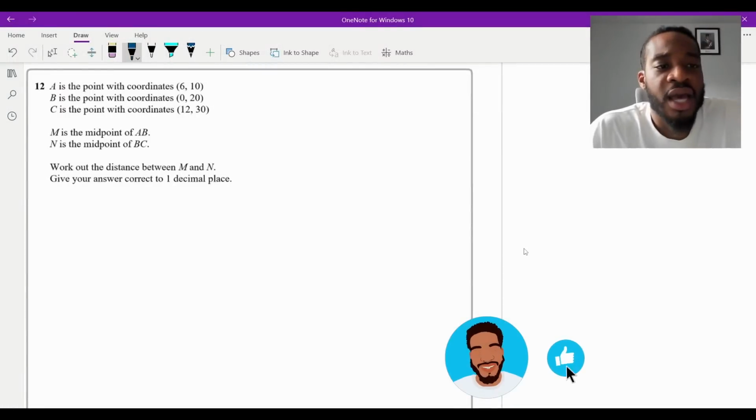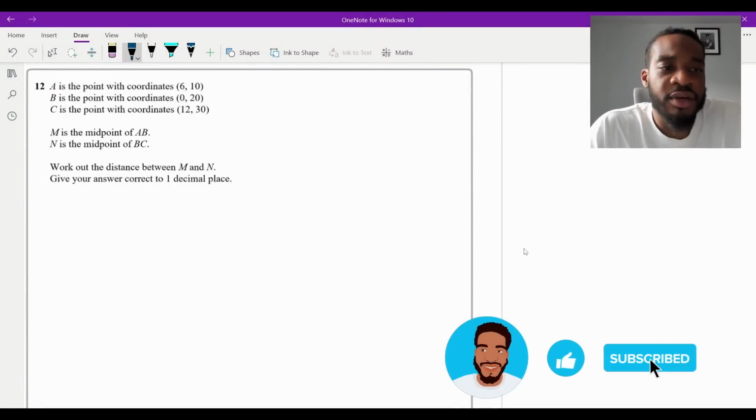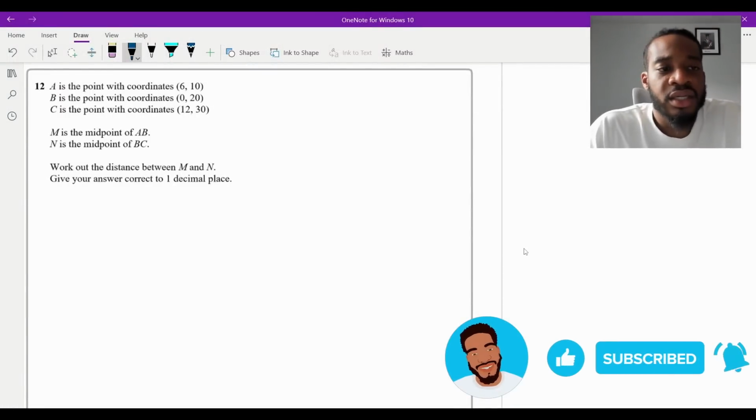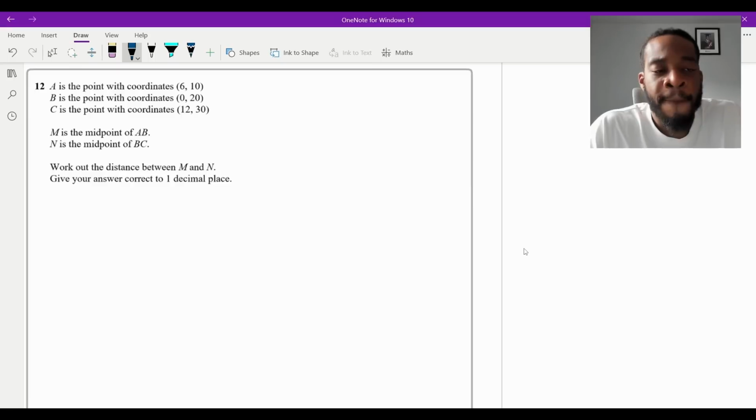Okay, so question 12 says A is the point with coordinates (6, 10), B is the point with coordinates (0, 20), C is the point with coordinates (12, 30), M is the midpoint of AB, N is the midpoint of BC. Work out the distance between M and N. Give your answer correct to one decimal place. And this is a 3 marker.